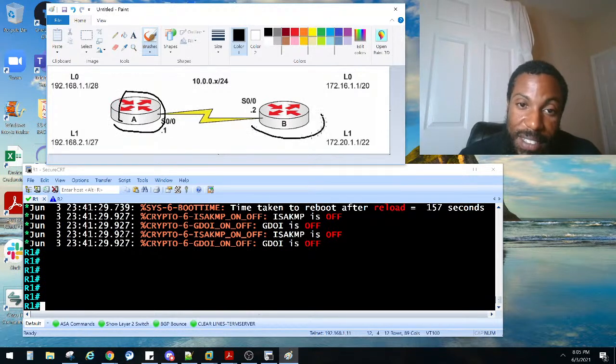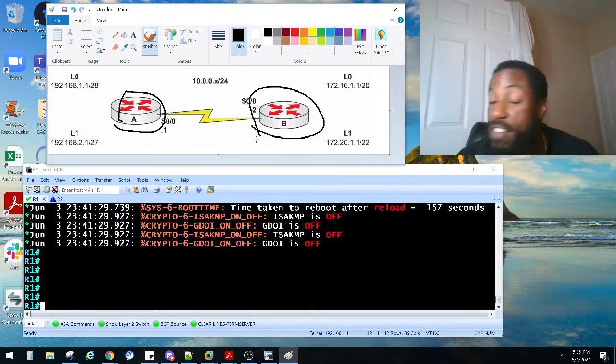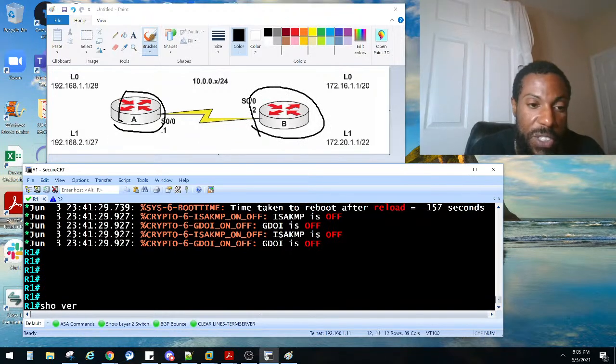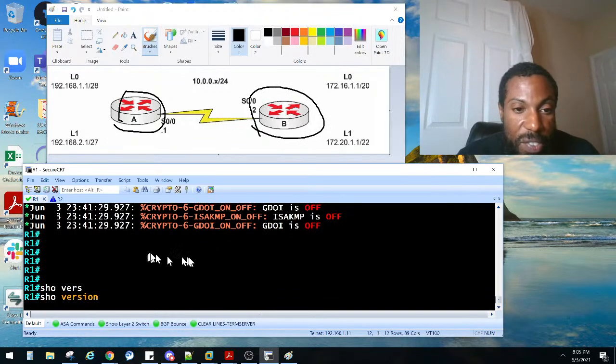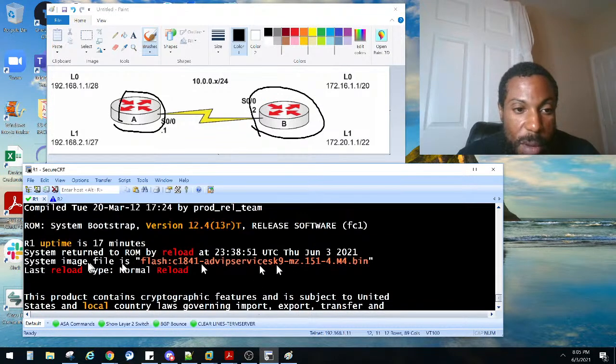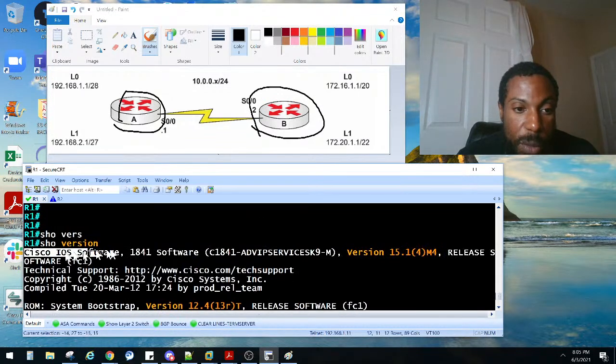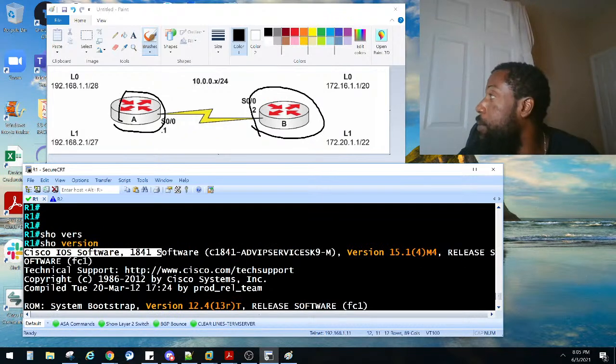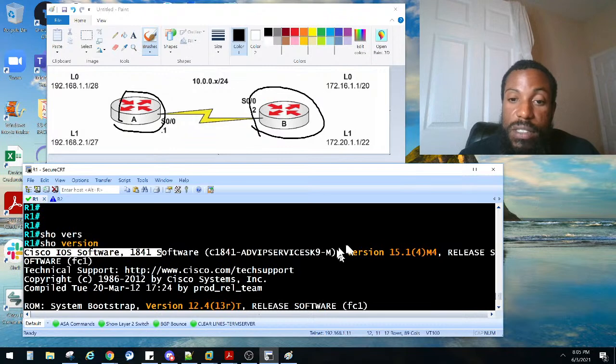All right. So I got two 1841 routers. Let's verify. Show version. I keep forgetting what models they are. They are 1841s. Yeah, 1841 routers. Pretty old model, but does a lot of what we need to do. It's an updated version of IOS, as you can see, version 15.1.